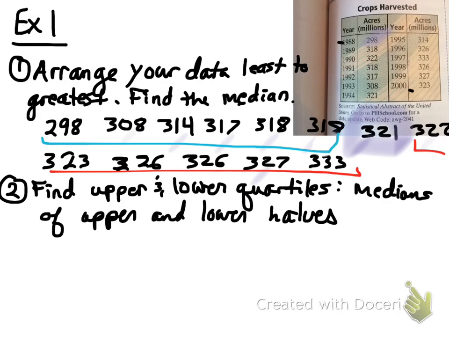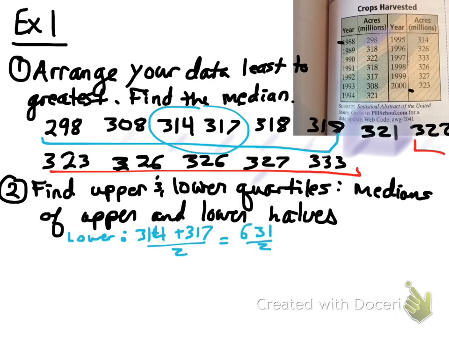Now there's 6 numbers on both sides, so to find the median, it's not the middle number, you have to average the middle numbers. So for my lower half, my lower quartile, the 2 middle numbers are 314 and 317, so I'm going to average them. 314 plus 317 divided by 2 equals 631 over 2, which equals 315.5.